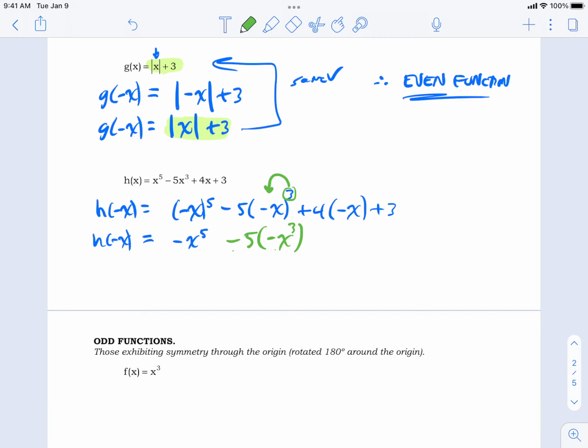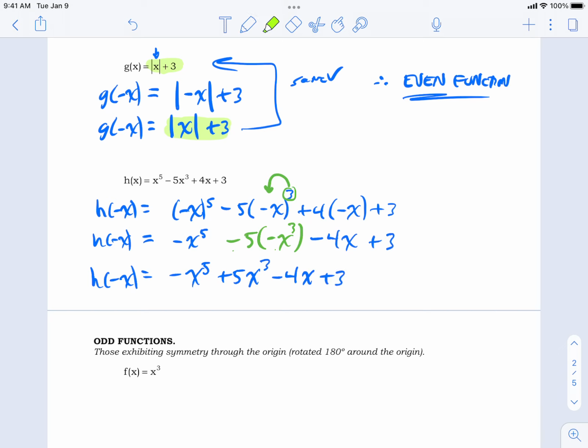Where were we? We were looking for blue. That's what we were doing. So anyway, this is plus 4 times minus x. That really is this plus this. So what have I got here? I've got a negative x to the fifth. This is becoming a plus 5x cubed and a minus 4x plus a 3.